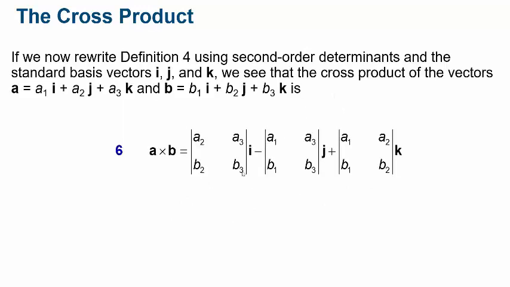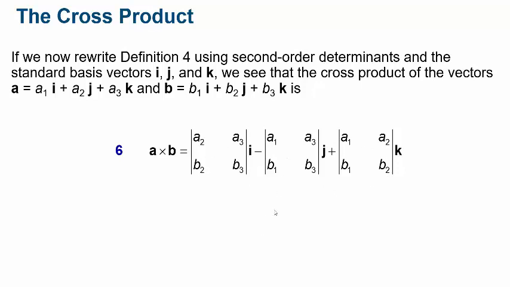All right, so how are we going to do this for the cross product? So now if we write the definition we had at the start of this lecture using second order determinants and the standard basis vectors i, j, and k, we see that the cross product of these vectors, vector A is equal to A1 times i plus A2 times j plus A3 times k, and vector B is B1 i plus B2 j plus B3 k. So then the cross product, A cross B, just replacing the values of A1, A2, and A3 with i, j, and k, we have the following.